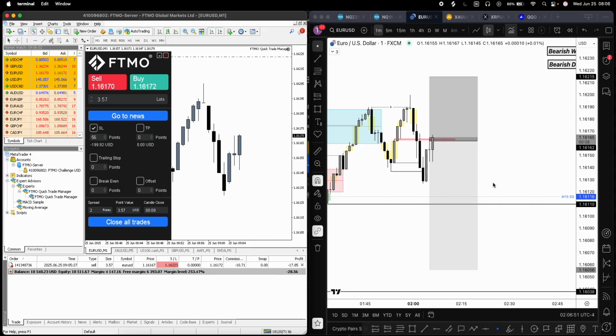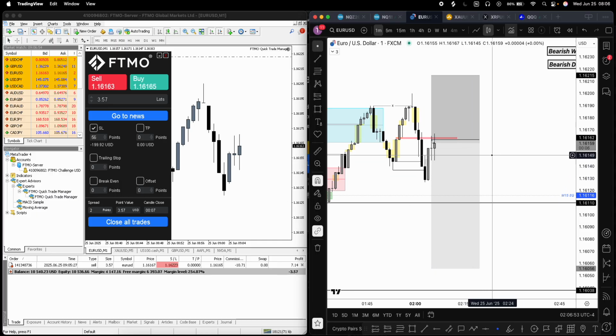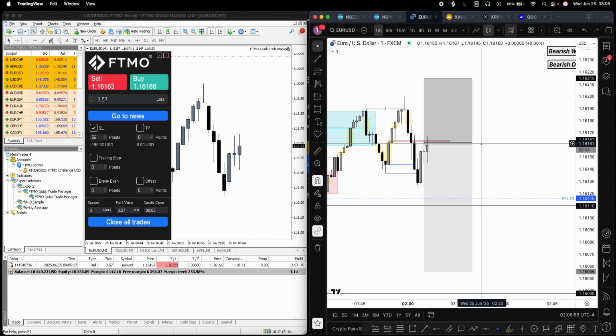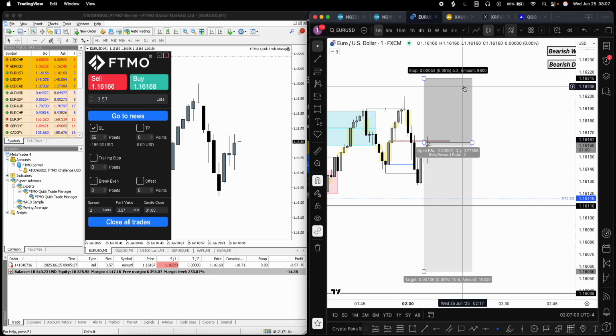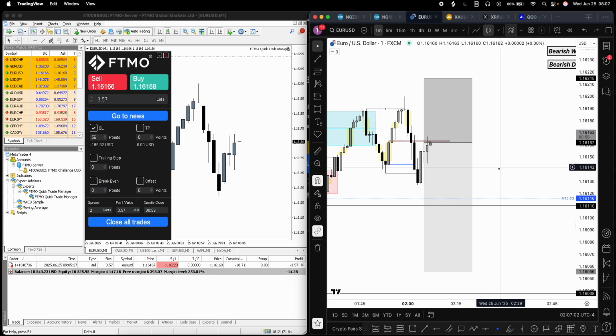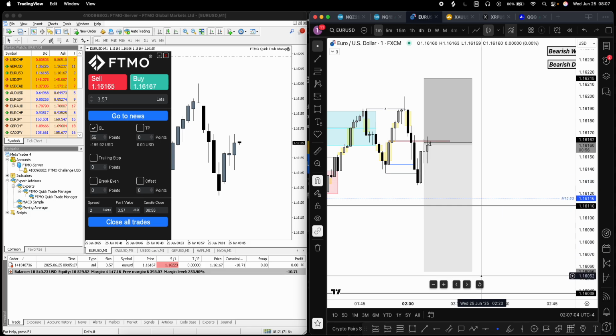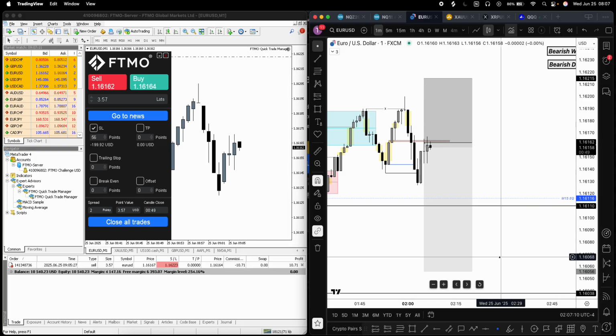It is in, so let's look at it here. My entry is here on this level at this time. Stop loss is here. And we're gonna take profit around here, somewhere here. Okay, so far it's not looking good or bad.